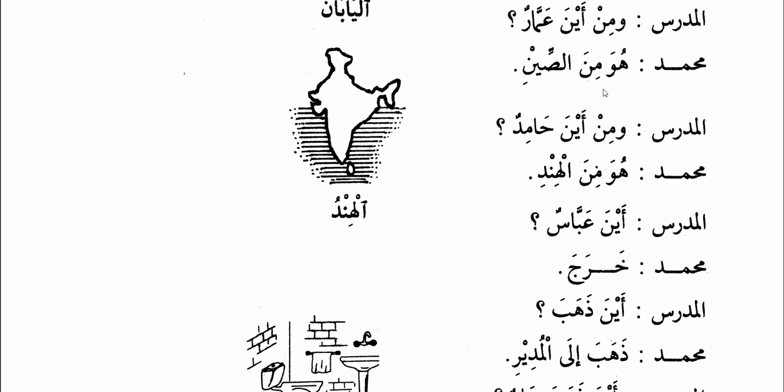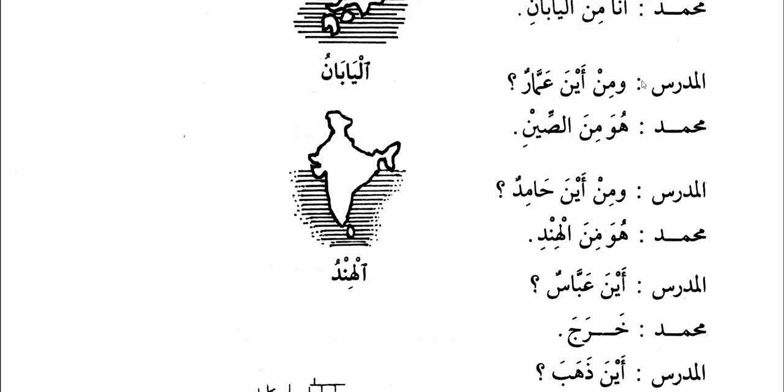So let's see. Al-Mudarris says, wa min aina Ammar, and from where is Ammar? Muhammad says, huwa minas-Sin. Sin is China. Can you see an al? Due to this al, this country name is taking a kasra. He is from China. Mudarris says, wa min aina Hamid, and from where is Hamid? Huwa minal-Hind. Due to this al, it's taking a kasra.